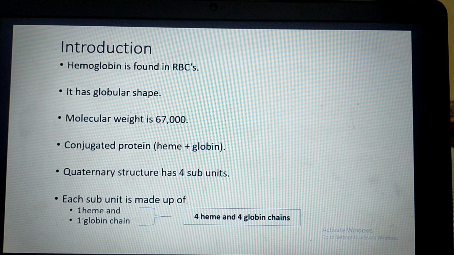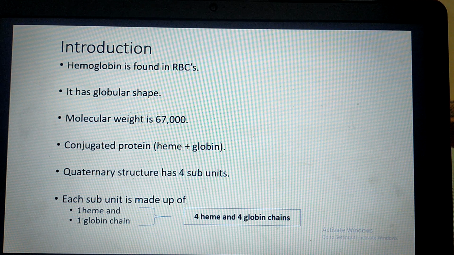All of us know that hemoglobin is found in RBC. It has a globular shape. If you remember the structure of proteins, there are two types found in proteins, globular proteins and fibrous proteins. So hemoglobin belongs to the globular class of proteins. It has molecular weight 67,000. It is a conjugated protein because globin, which is the protein part, combines with a non-protein part called heme.